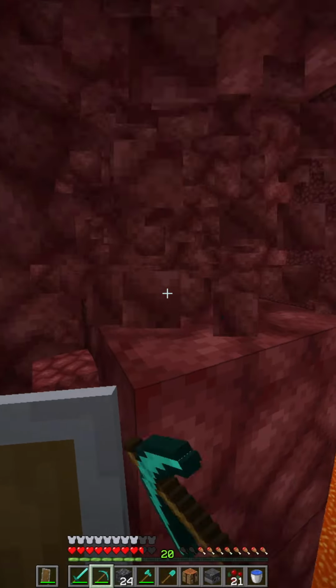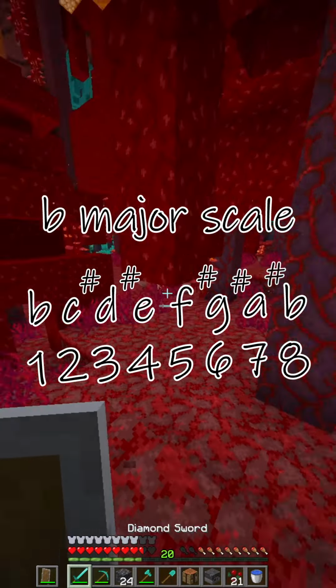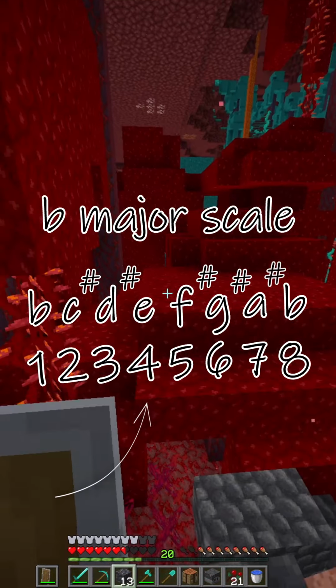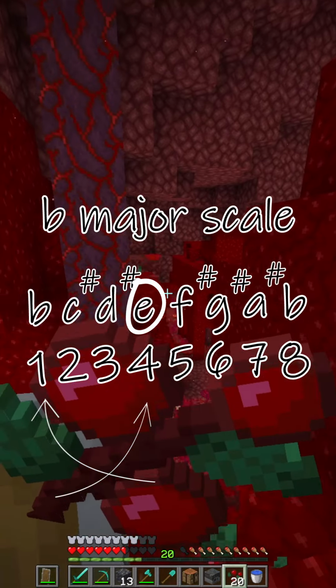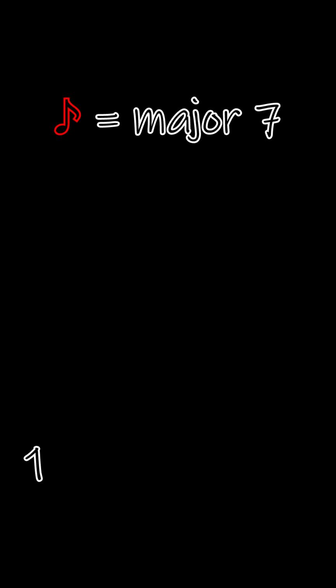So now coming all the way back to the indie progression, 4 major 7 and then a 1 major 7. Since we're in B major, that ends up being E major 7 and then B major 7, because E is the 4th note in the B major scale. You now officially understand the basics of music, and I'm proud of you.